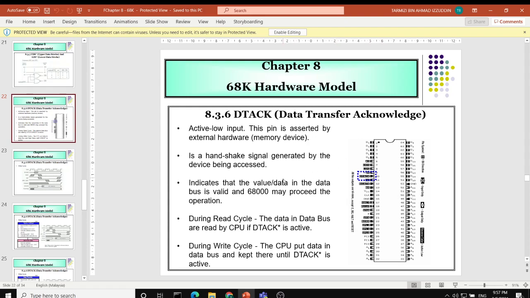Again, it is asserted by your external hardware just to tell your 68K whether it can read from the data bus, or should it wait until it can read from the data bus. Meaning that if it should wait, then something is writing on the data bus, so it should wait. So that is what DTACK is all about.